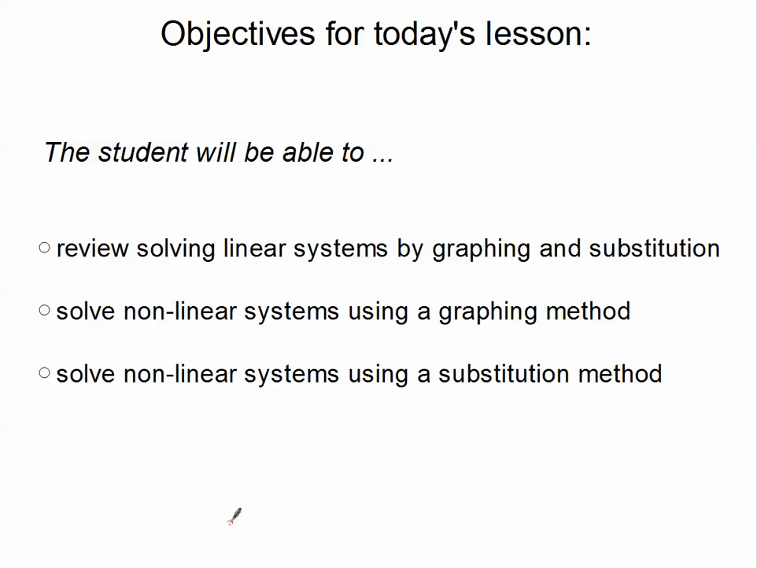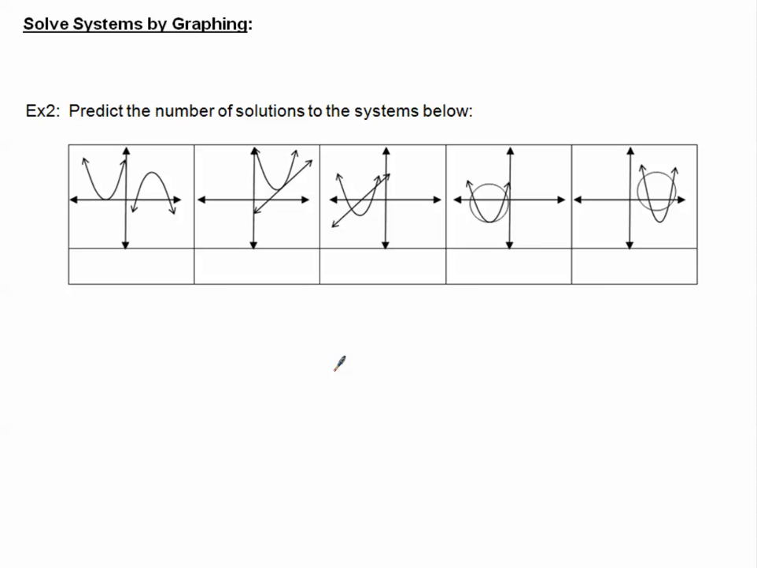In this tutorial, we will solve nonlinear systems using a graphing method. So let's flip over to example 2. We're solving systems by graphing. Our solution or solutions will be where two graphs intersect. That's ultimately what we're looking for when we're looking for a solution to a system by graphing.